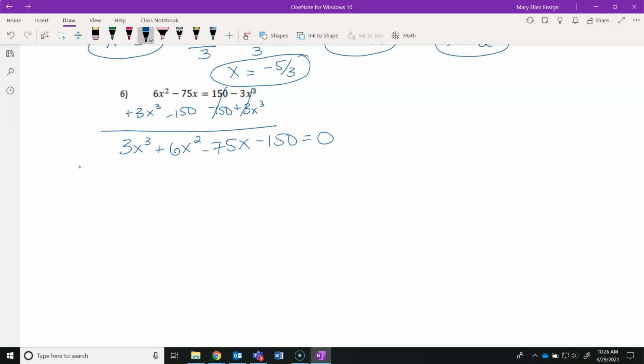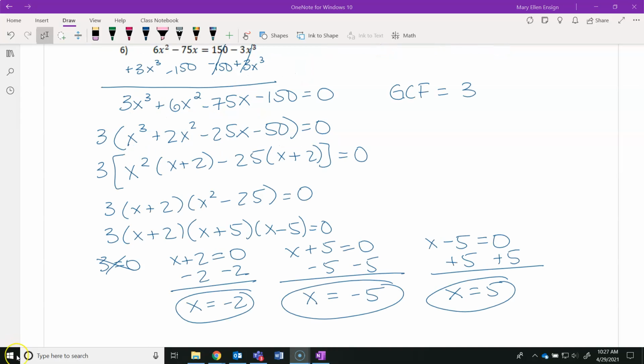Okay, so you want to look for a GCF first. Then you can tell you're going to have 4 terms, right? So maybe think about factoring by grouping. So go ahead and pause the video, and when you come back, it will be done.